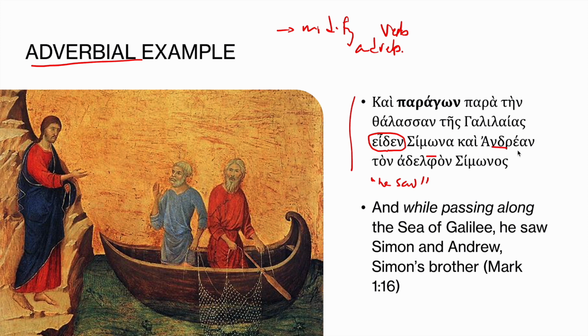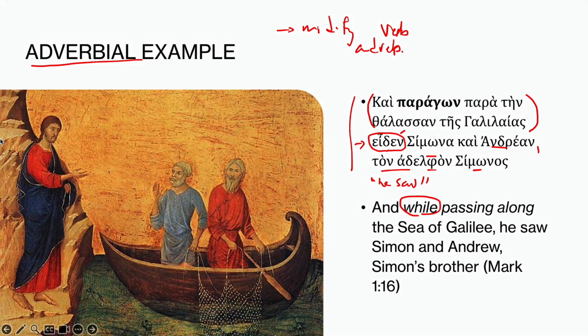Simon and Andrew. And Andrew happens to be the brother of Simon Peter. So he saw Simon and Andrew, Simon's brother. So that's kind of the main idea of the sentence. But it's telling you some adverbial details that tell us what were the circumstances behind his seeing, or what was happening when he saw Simon and Andrew.